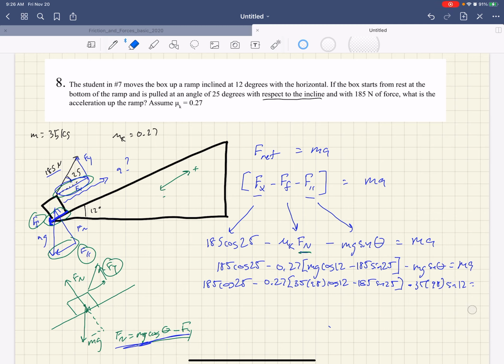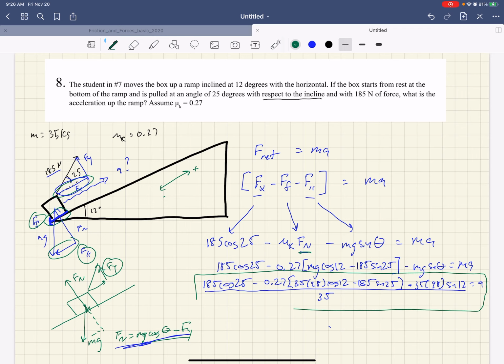If you want to solve for a, you just divide everything by 35. So take this whole thing, divide by 35. And that, right here, is how you would get the acceleration. It's a long string of stuff, but they're just numbers. It's not hard to do.